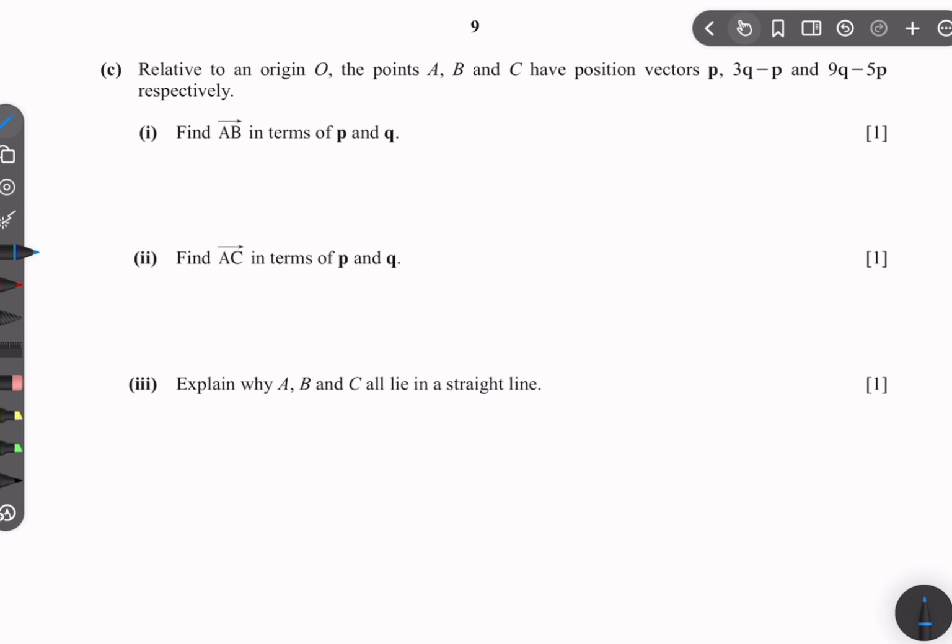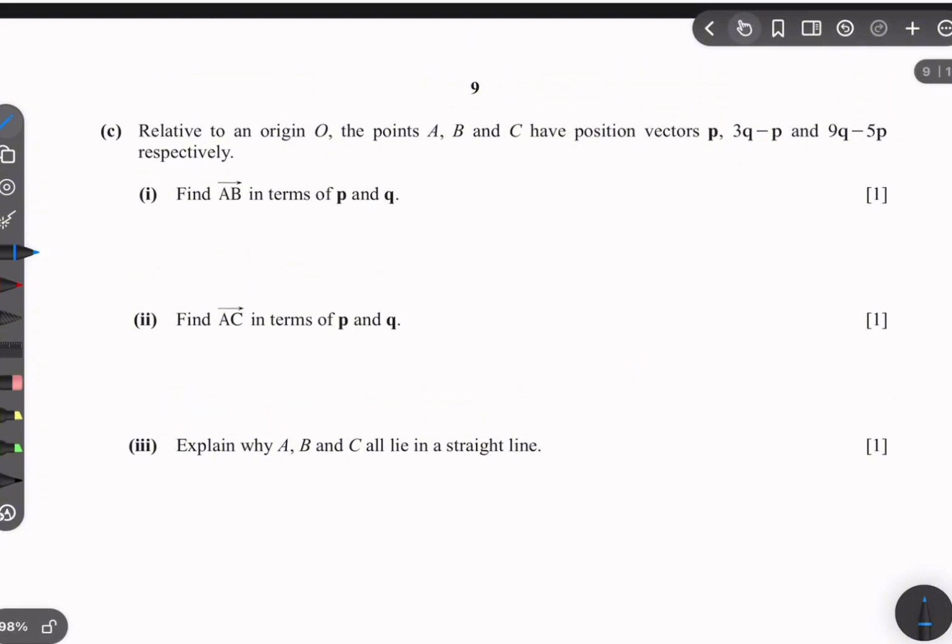Part C. Relative to an origin, the points A, B, and C have position vectors as such, respectively. Find AB in terms of p and q. Okay, so I'm just going to write this. For part 1, we can take OB minus OA, 3q minus p, and minus p.